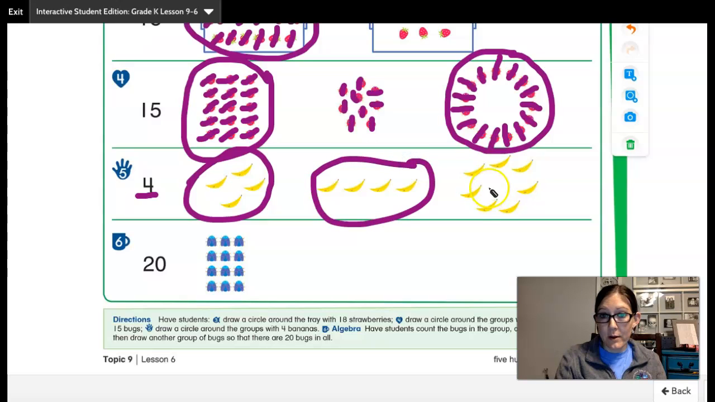Does this one have 4? 1, 2, 3, 4, 5, 6, 7. Nope, that group has 7. But look, this group and this group both have 4, even though they look different. These bananas are all circled up, and these bananas are in a line. The amount is still the same though. They both have 4. All right, we are going to skip number 6, coffee cup.